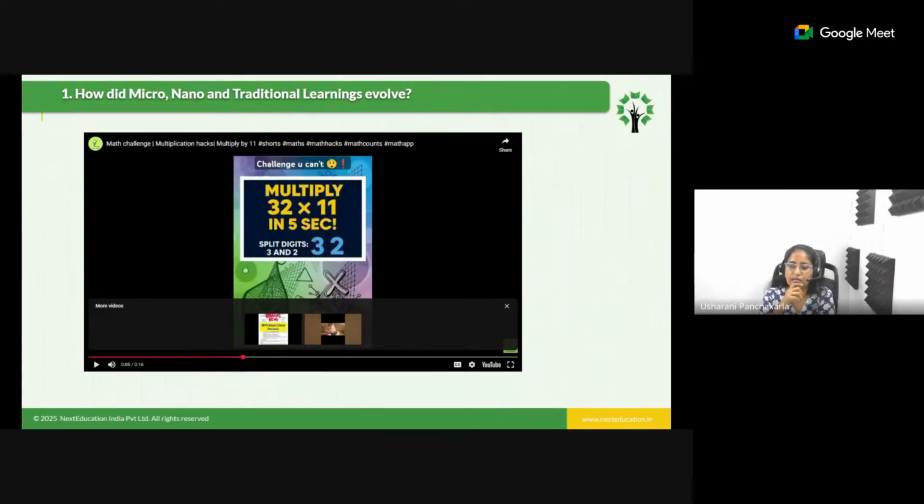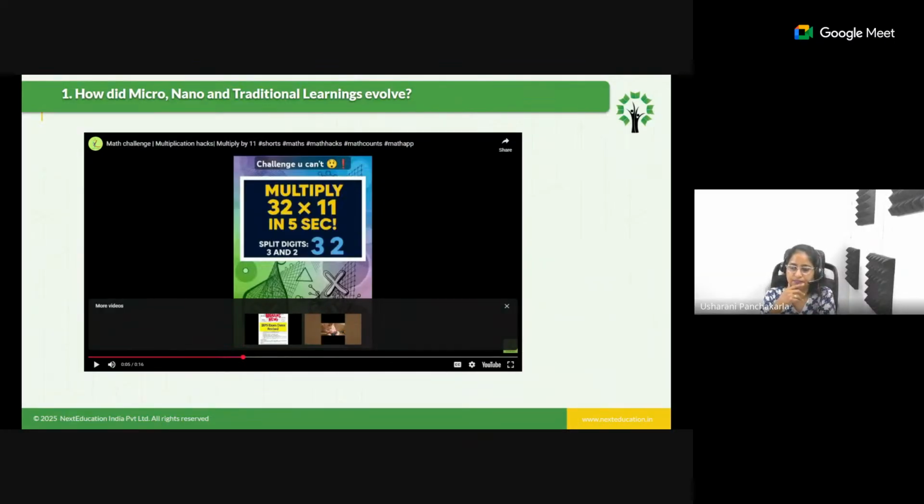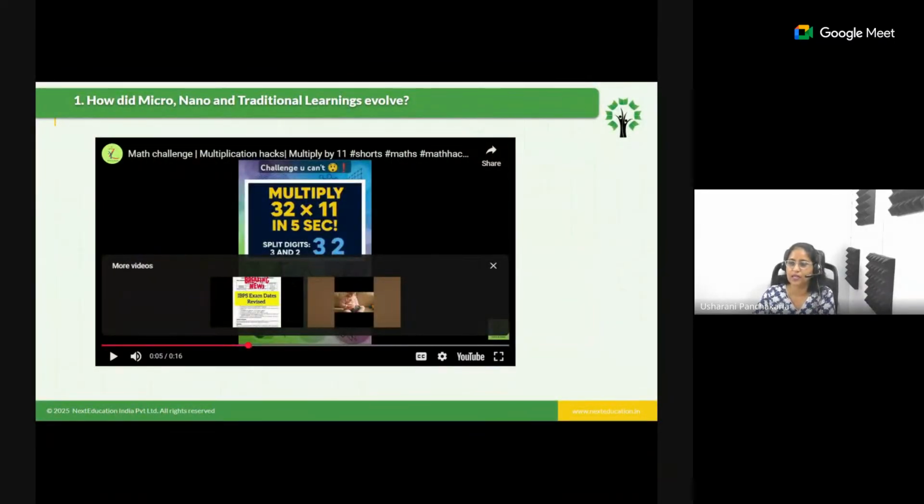I can say it is 352. One more number. 352. Yes, 352 is the right answer. Right. One more number. 45 into 11. 495. Anyone got the answer? How? 45 into 11. Take 4 and 5, add 4 plus 5, and put it in the middle. Right. 495. So that is the answer.